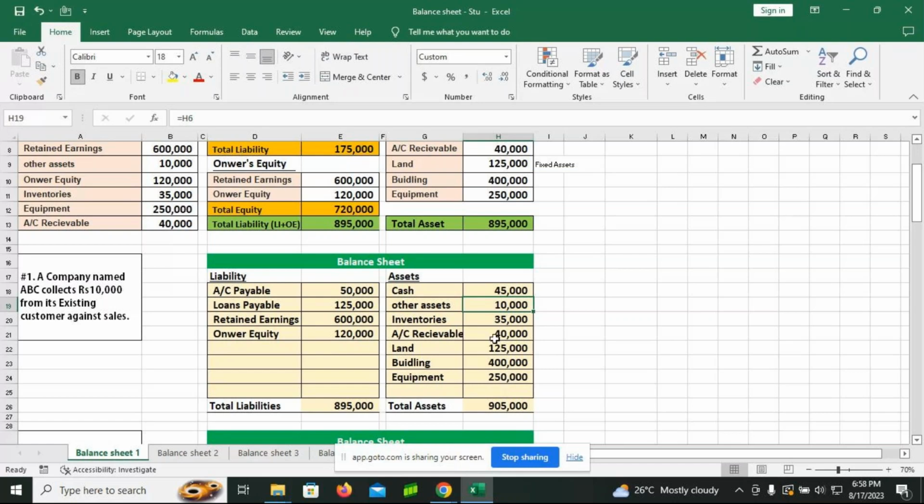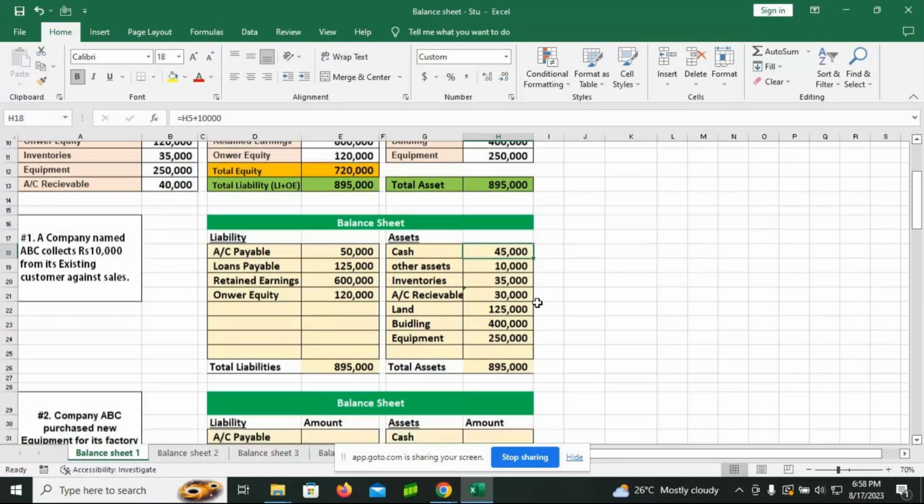So here it should be receivable. From receivable, I have to subtract 10,000. So from the existing customer, I'm collecting the amount. Okay. So for the sales that I have done. So receivable, what 40,000 was there. From there, I'm getting 10,000 rupees. So from here I need to subtract 10,000 from account receivable, and that amount should be added to the cash. Okay, understood?